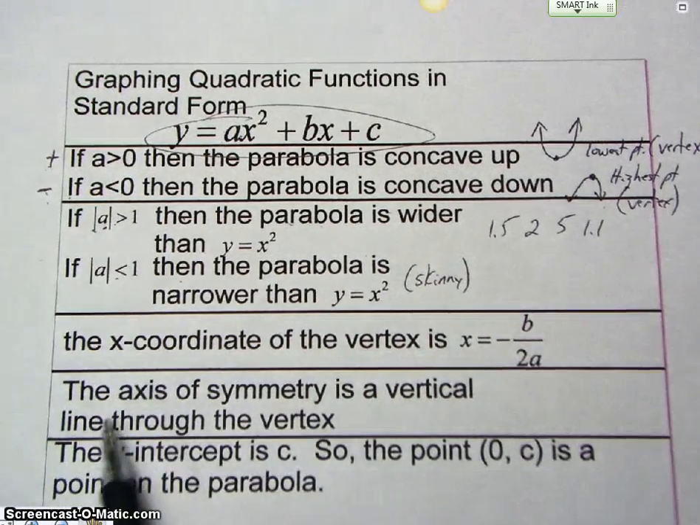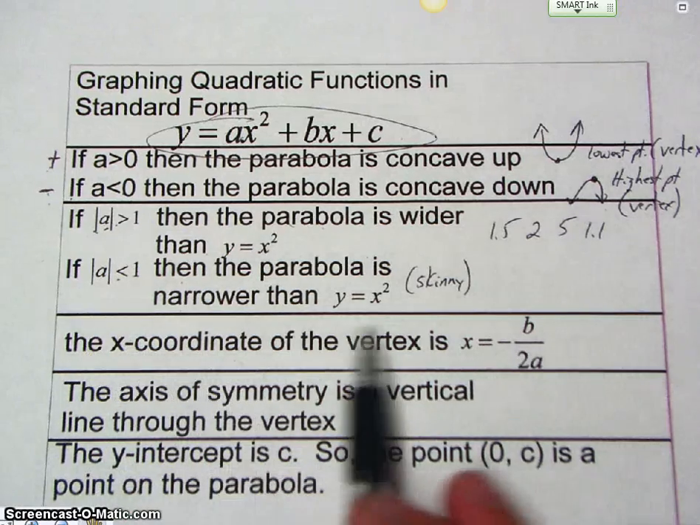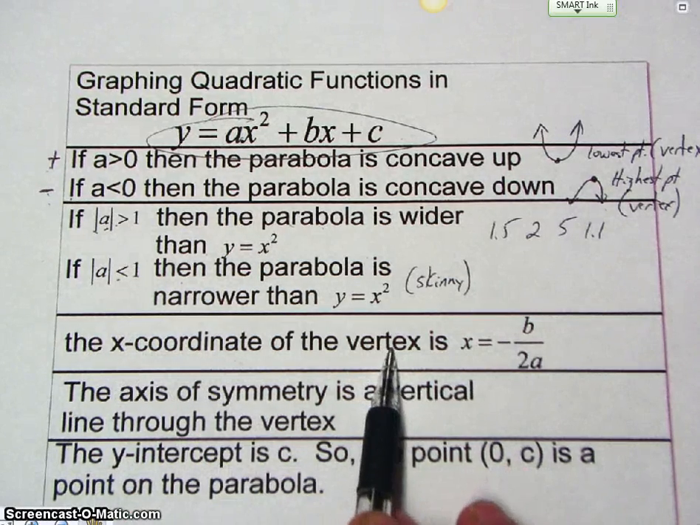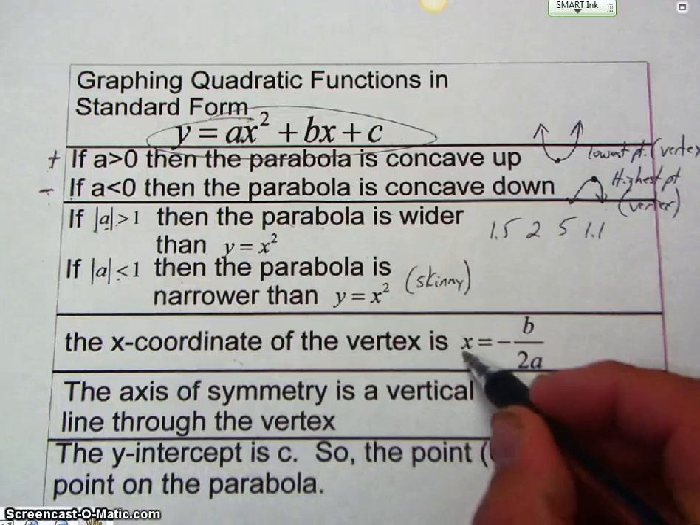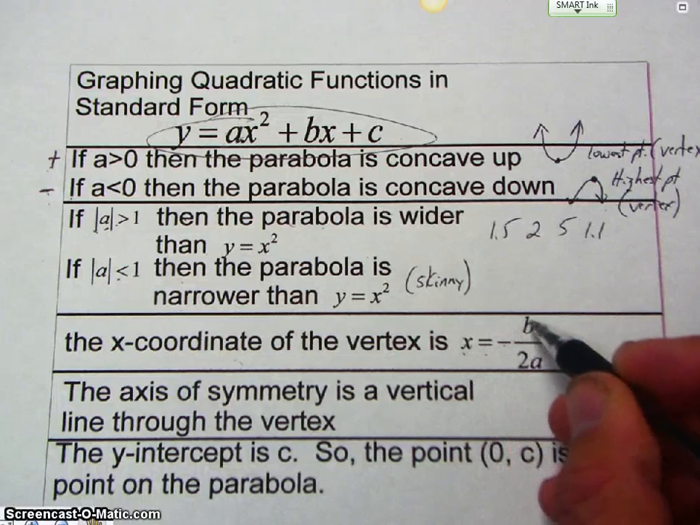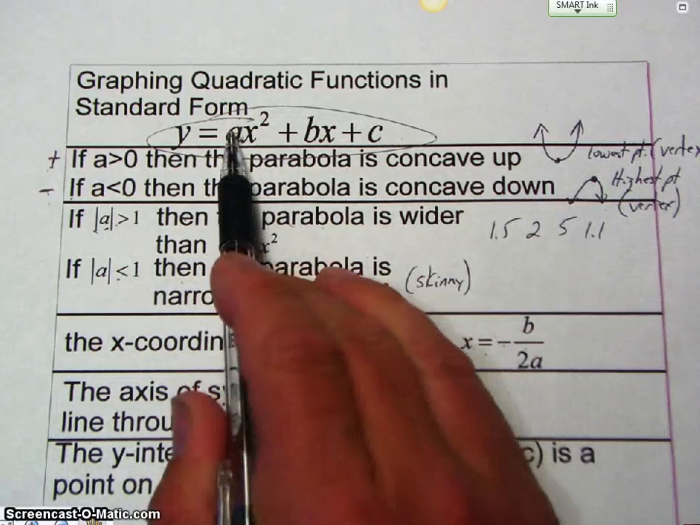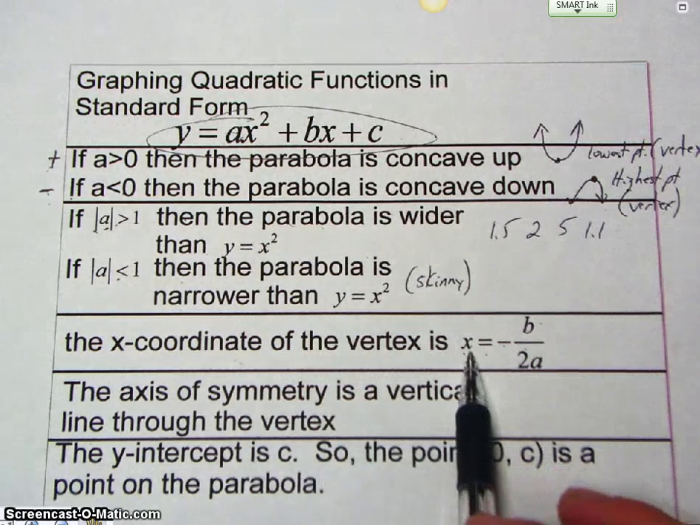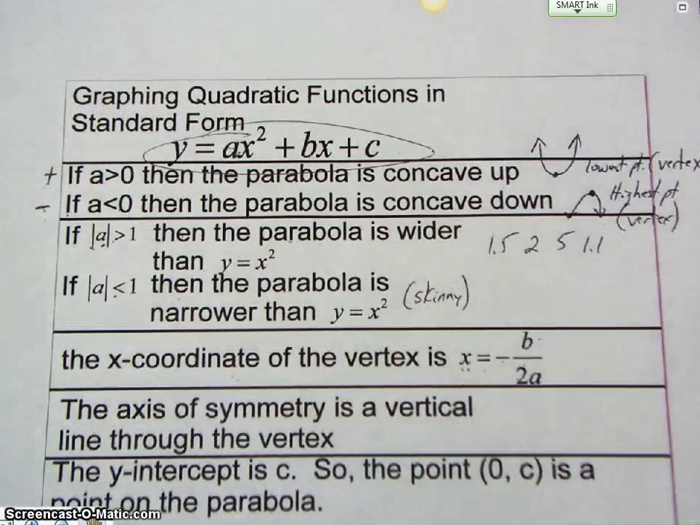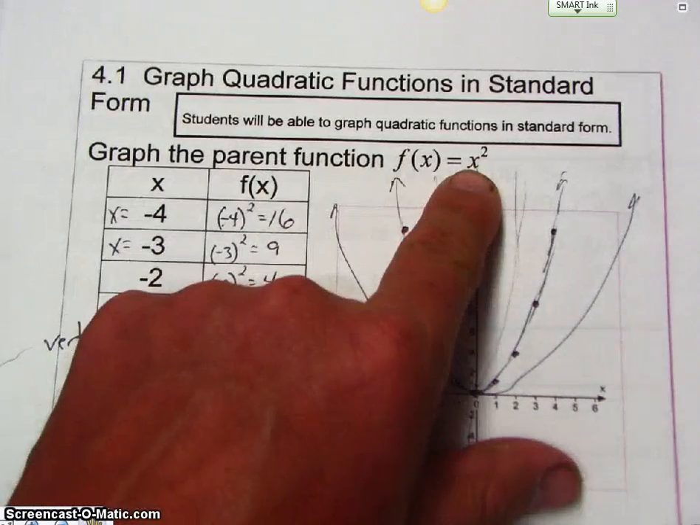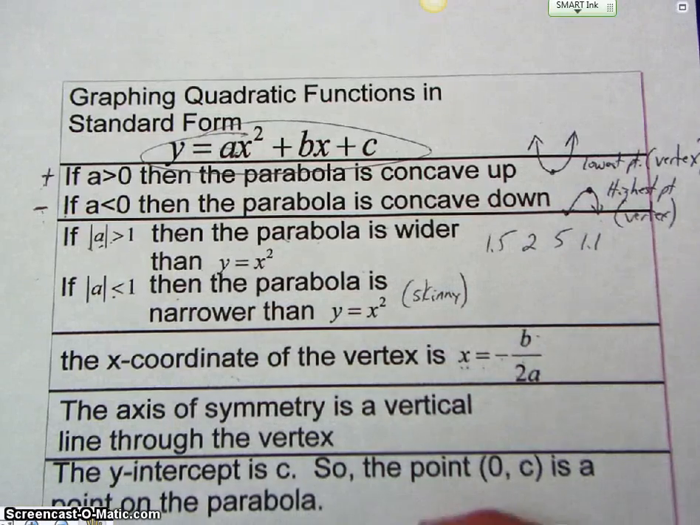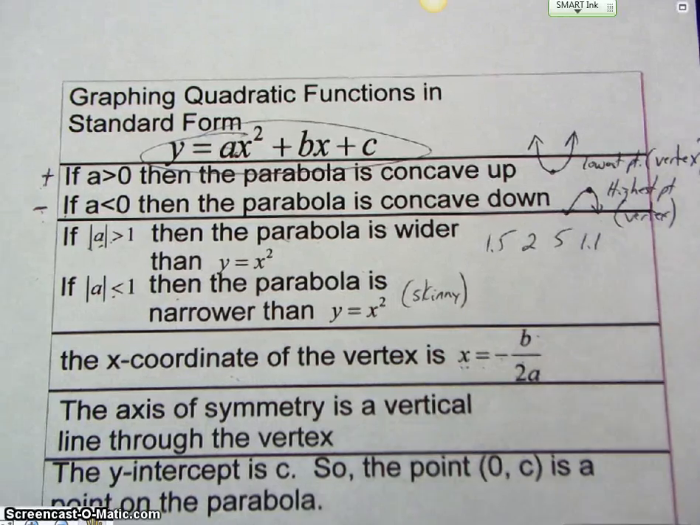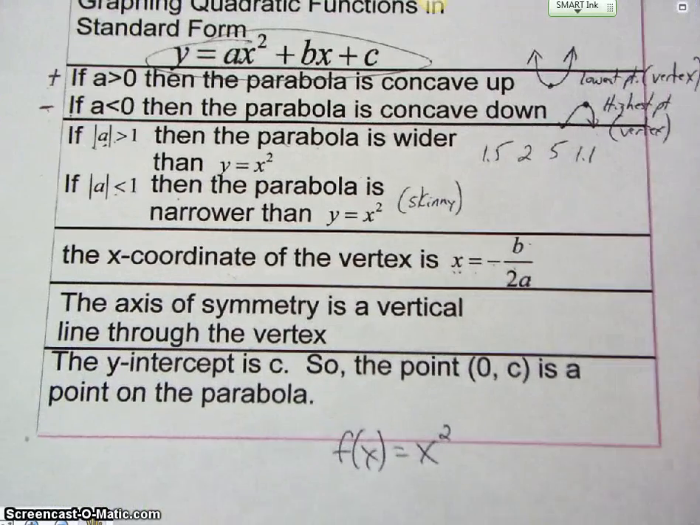Now, the x-coordinate of the vertex is given by the formula x is equal to negative b over 2a. So whatever a and b are, you plug them in, simplify it, and that's the x-coordinate of the vertex. All right, so for example, let's look at standard form. So we have f of x equals x squared, the parent function. All right, we'll keep it simple.